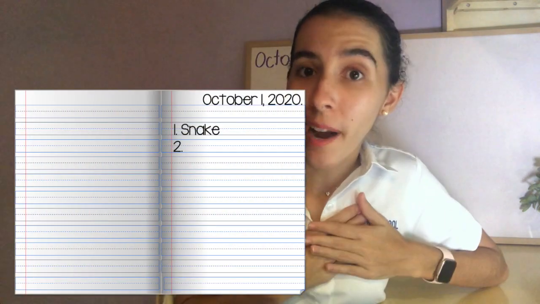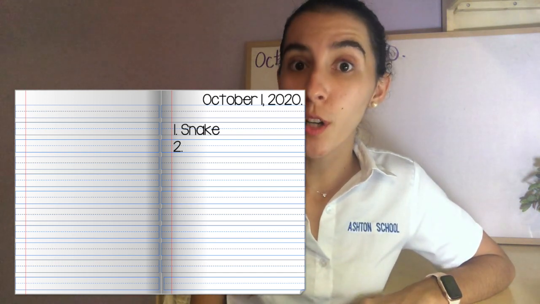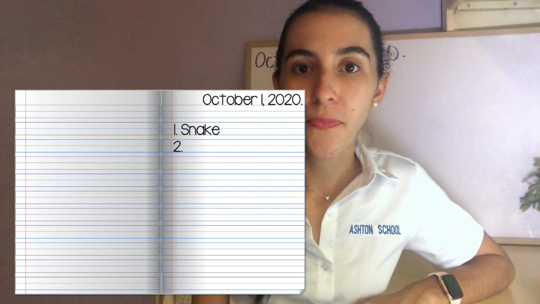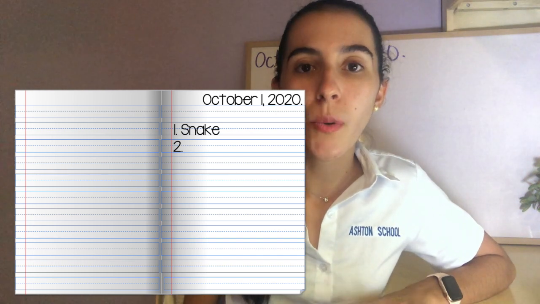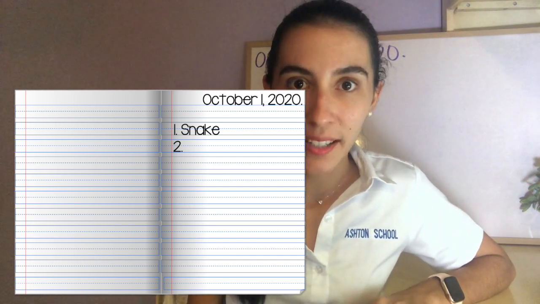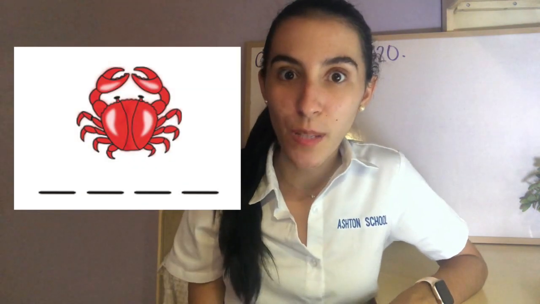Now when you figure out how to spell all of the words on these picture cards, you need to write them on that piece of paper or in your ELA notebook. This is an example of what my notebook would look like. I am going to write today's date at the top, October 1st, 2020. And then I am going to write the number 1, and right next to it, I would spell out the word snake. Then I would write a number 2 and continue spelling out the words as I see the picture cards. Are you ready? Here's the first picture.